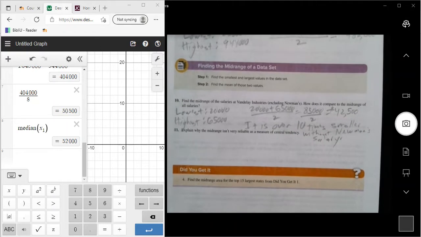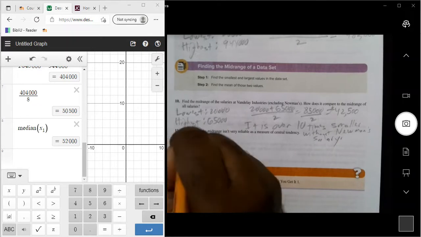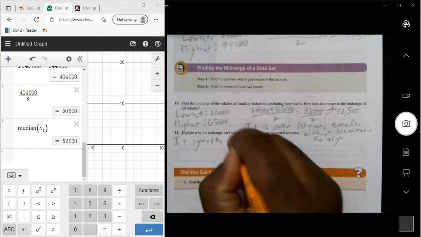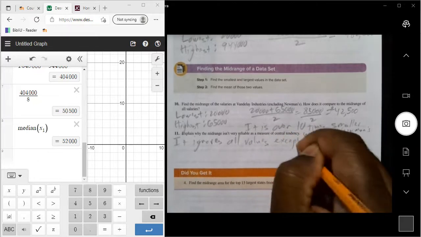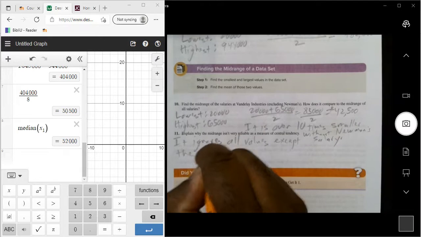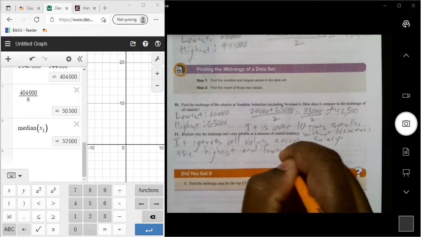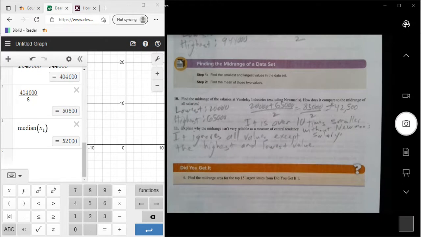Now it says, number 11, explain why the mid-range isn't very reliable as a measure of central tendency. And it's basically what was stated earlier. It ignores all values except the highest and lowest value. All right.